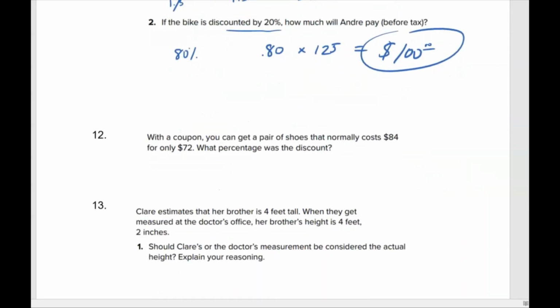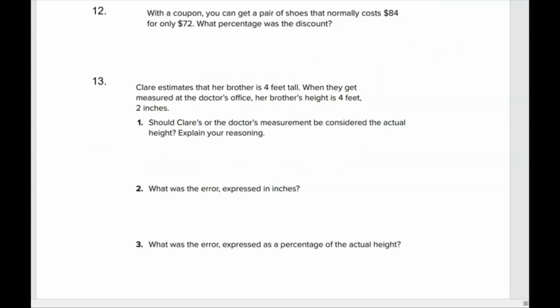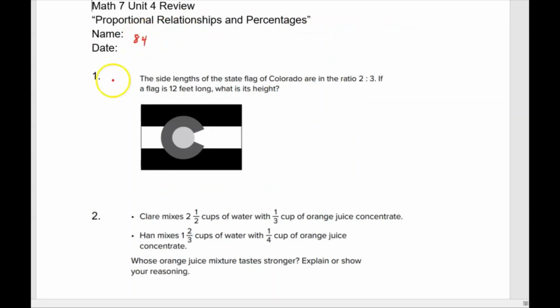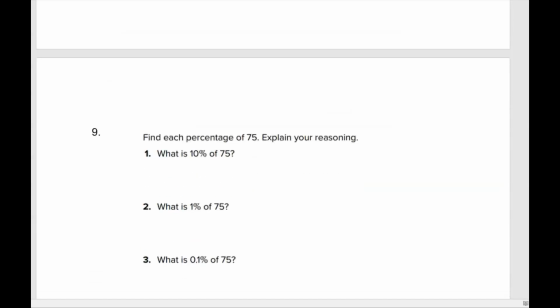All right. Moving on. We're winding down here, getting close to the end. Number 12 says, with a coupon, you can get a pair of shoes that normally costs $84 for only $72. What percent was the discount? Okay, so the first thing that I'm thinking about to find the percent of discount is I need to actually find the discount. So if originally they were $84, oops, sorry, my screen jumped here. I must have hit the wrong button.